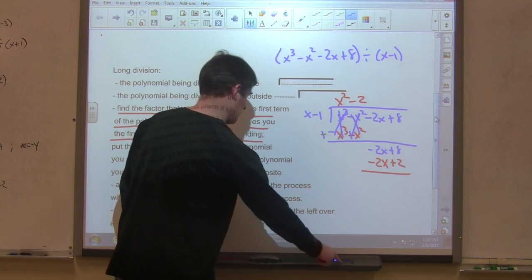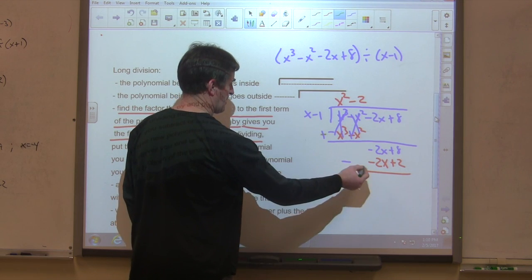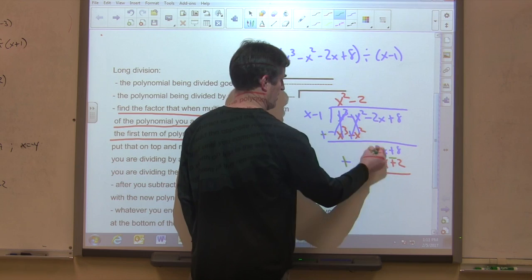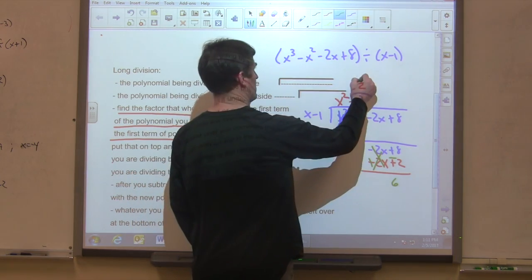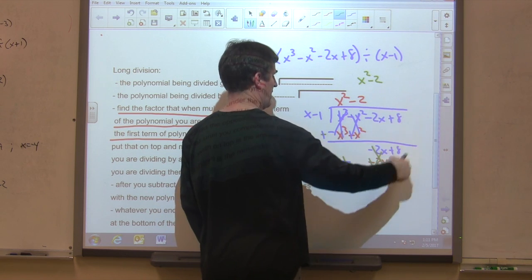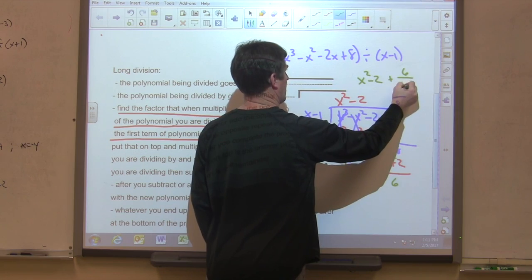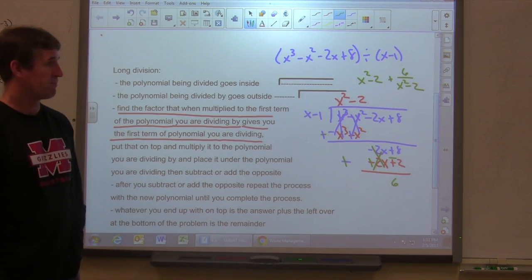Again, it's subtraction, so I change it to addition. Add the opposites. Those cancel, and I get 6. And so my answer is x squared minus 2, and then my remainder is 6. So plus 6 divided by x squared minus 2. And we're done.